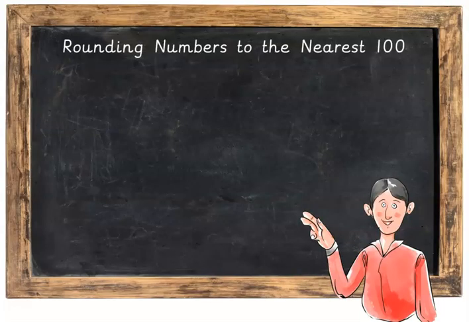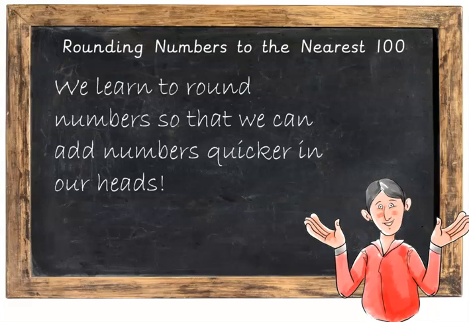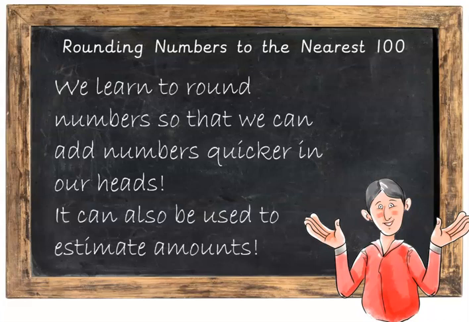Today's lesson is rounding numbers to the nearest 100. Why are we learning this? Well, we learn to round numbers so that we can add numbers quicker in our heads. It can also be used to estimate amounts.